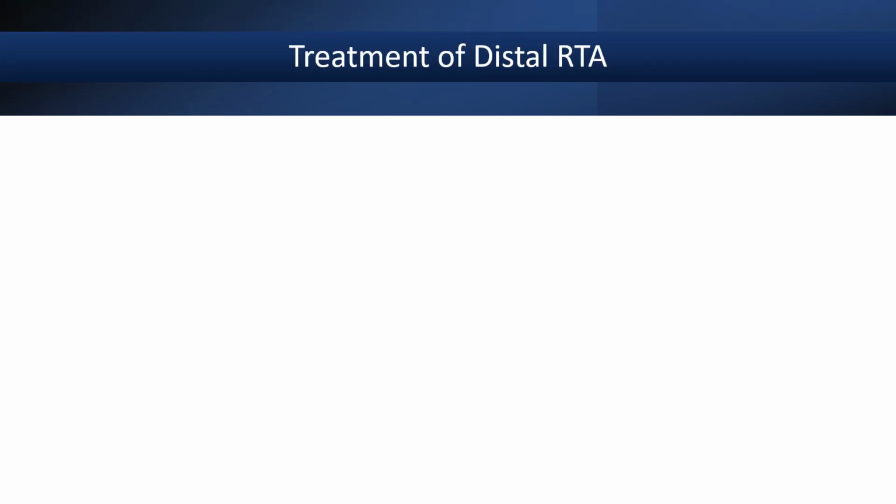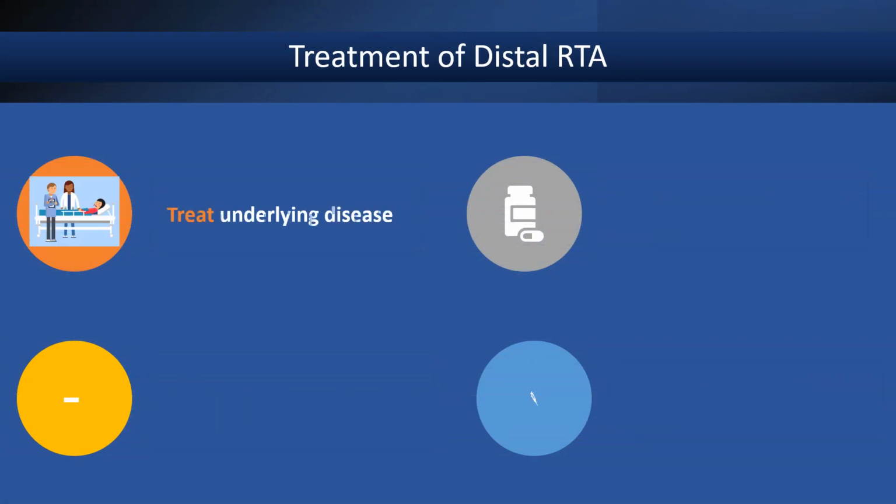How do we treat distal RTA? We treat the underlying disease. Supplement with bicarbonate as needed. The required dose is typically lower than that used to treat proximal RTA because in distal RTA, we just need to neutralize the daily acid load, which is typically only 1 to 2 milliequivalents per kg body weight per day. We need a higher bicarbonate supplement dose of 5 up to 15 mEq per kg body weight per day in proximal RTA because those patients have continuing bicarbonate wasting.